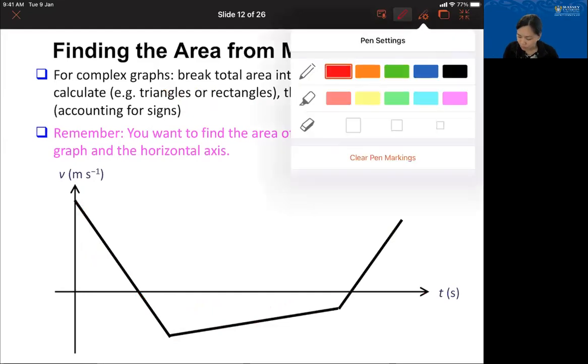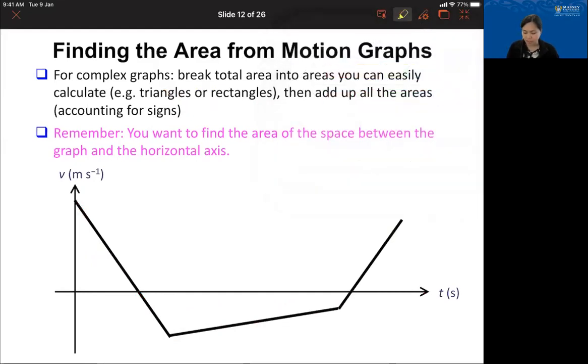So for example, in this graph here, we can divide this area. So you can have this as your first area. You can figure out what the area of this triangle is, 1/2 multiplied with the base multiplied with the height. So this is the first area that I have to figure out.